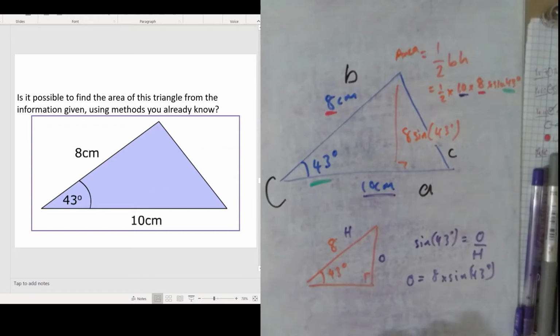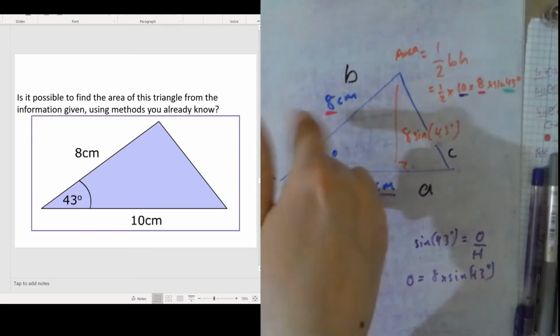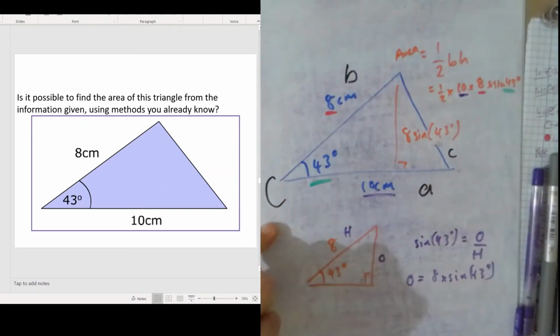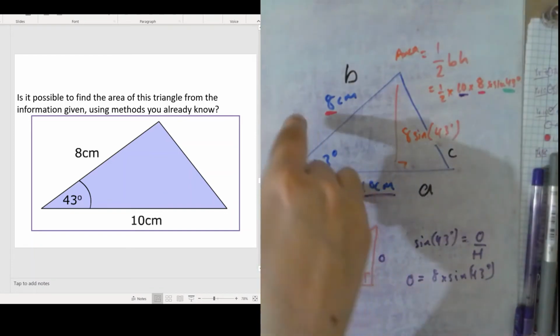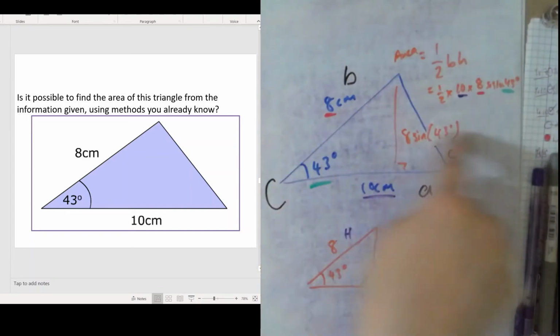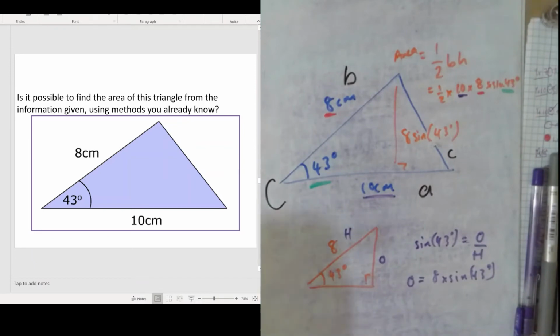All you essentially need to know is this side, and the angle in between. As long as I know this side, and the angle in between, I can actually just work stuff out. Okay, so we're going to go through a few examples, and then I'm going to leave you guys with the worksheet.